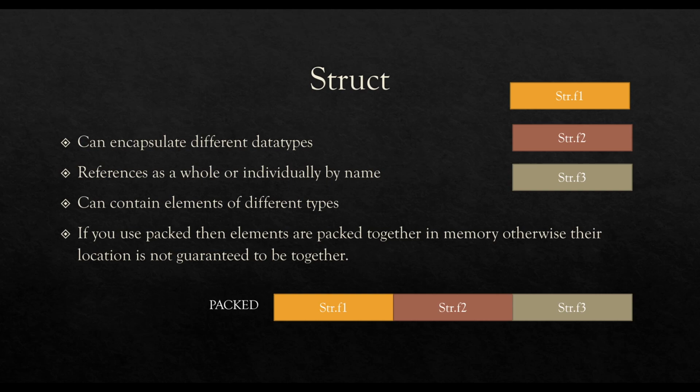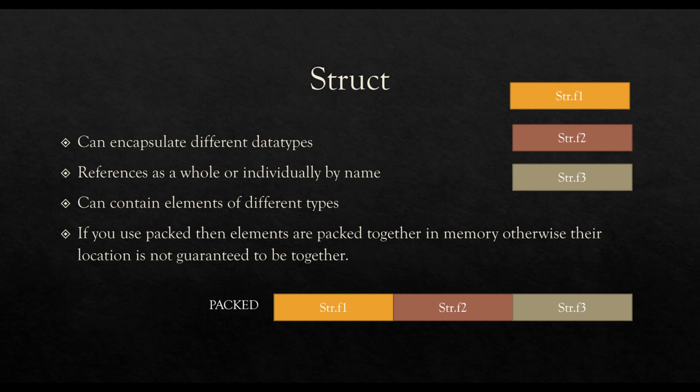Now, it can contain elements of different types. Unlike an array, they don't have to be all of the same type. One could be logic 15 down to 0, another one could be an int, and so on and so forth, right? There's no restriction that they should all be exactly the same type, same width, and so on.